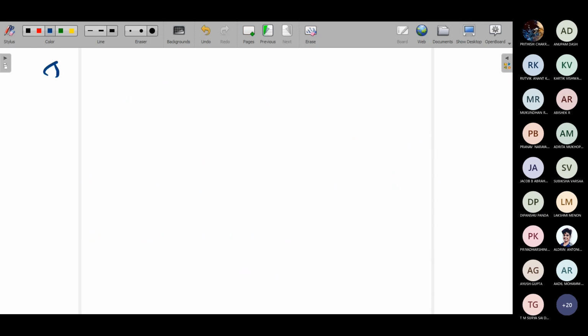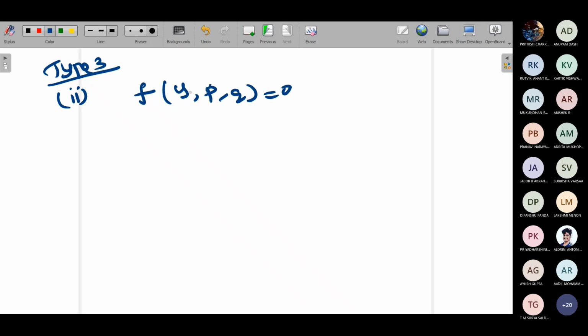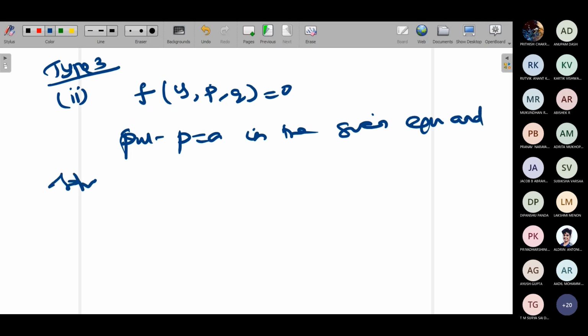Similarly, in type 3, take subdivision 2: equations involving f of y comma p comma q equal to 0, that is, p, q and y alone. Whenever you have this, put p equal to a in the given equation and solve for q. So q will be equal to some phi of y comma a.